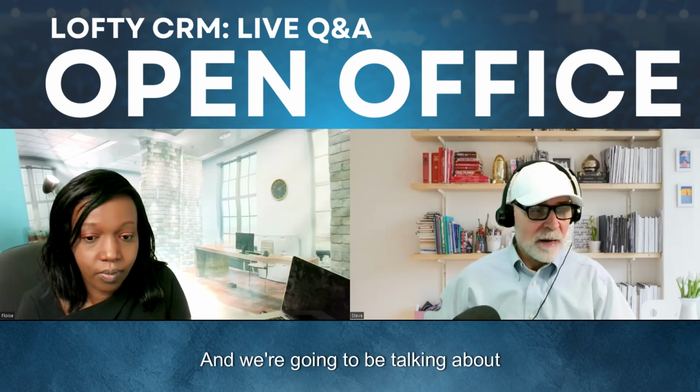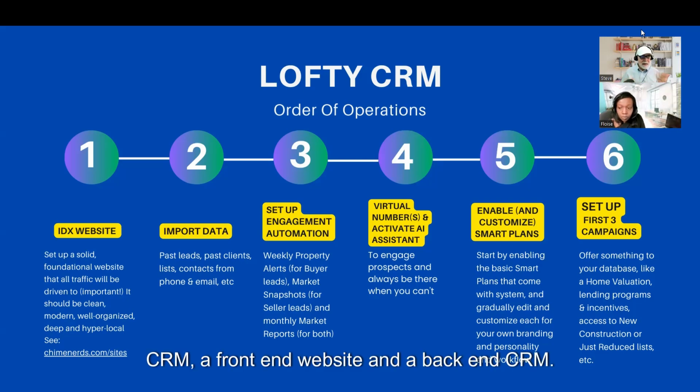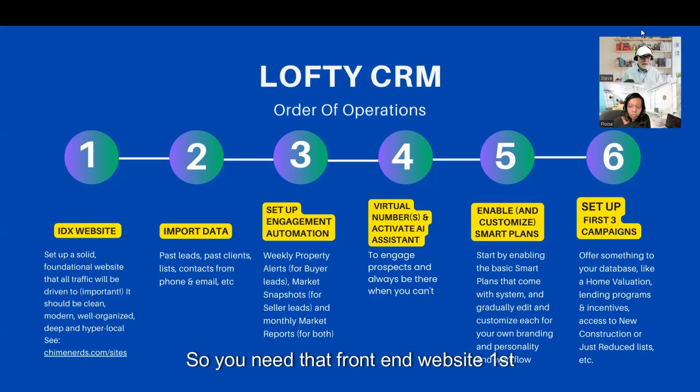And we're going to be talking about what today, Floyd's recommended order of operations. This is our framework. It's a 6-step framework that starts with the website. The website really is your storefront. That's the cornerstone of the system. It's a two-part system with a front-end website and a back-end CRM. So you need that front-end website first to drive traffic into.